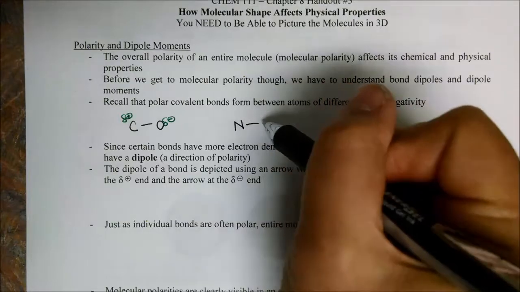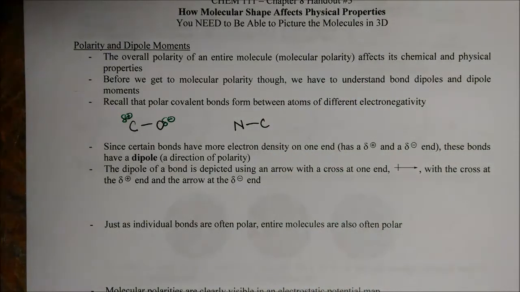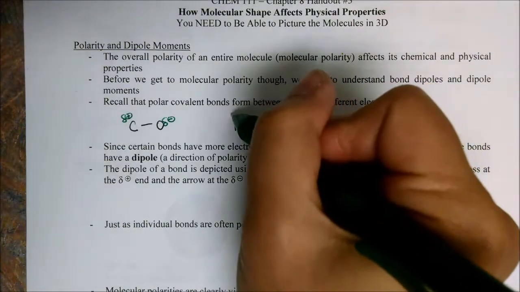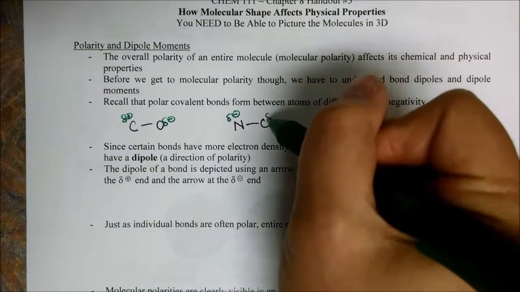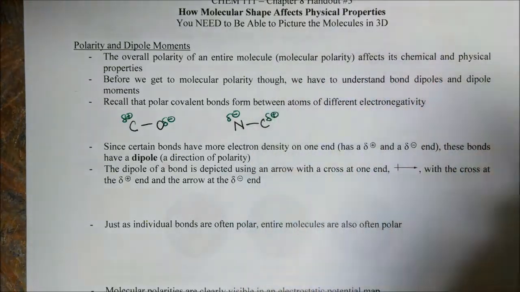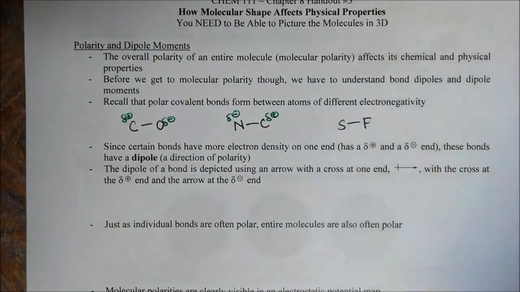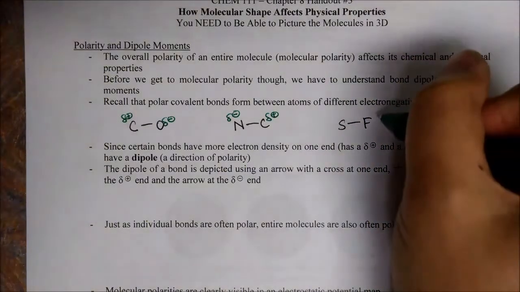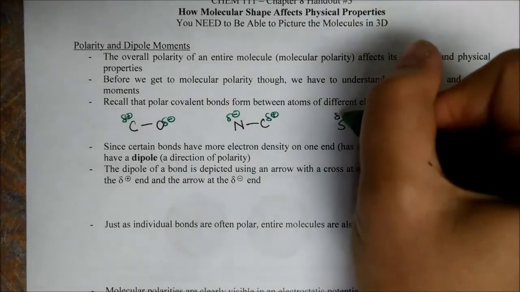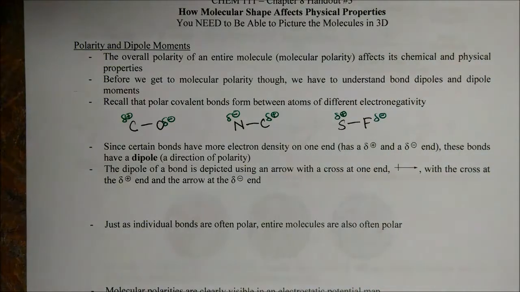How about this NC bond? Again, look at the periodic table. Which atom is more electronegative? The nitrogen is. So it pulls electrons a little bit tighter. And again, this results in a polar covalent bond. And how about an SF bond? Fluorine's the most electronegative, so it's definitely pulling those electrons a bit harder than the sulfur. Okay, so these are polar covalent bonds.